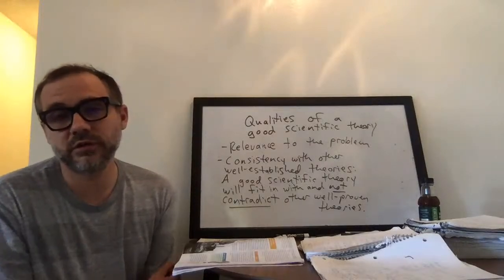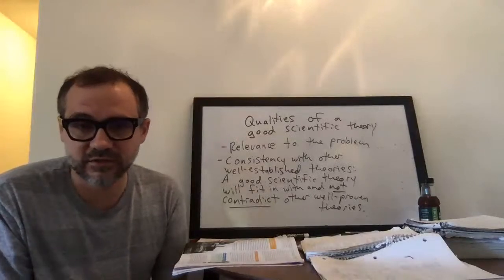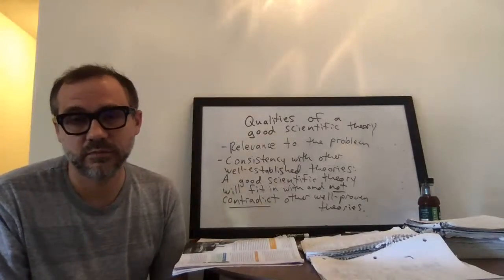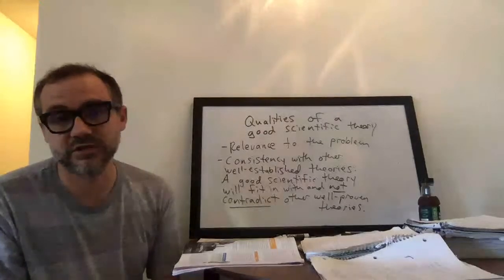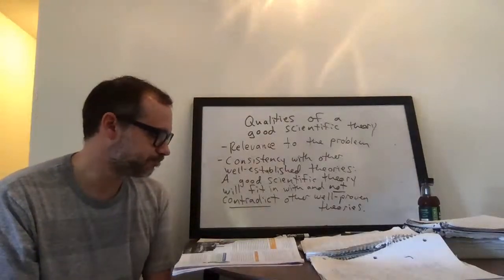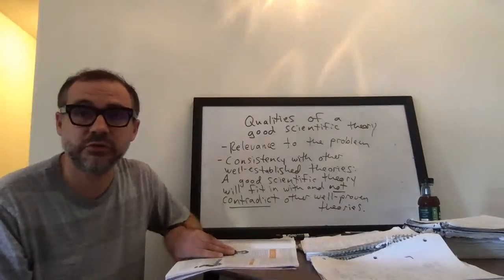So for a theory to be a good one, it's got to fit into the body of existing scientific theories and not contradict it. It's supposed to build on top of it, but not replace those already well-established ideas. Let me see what's in the book on this point. It says much the same, but I'll just read it off.